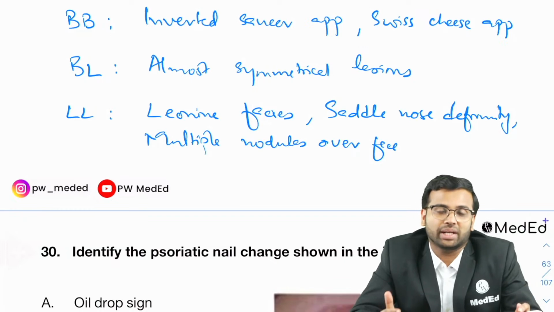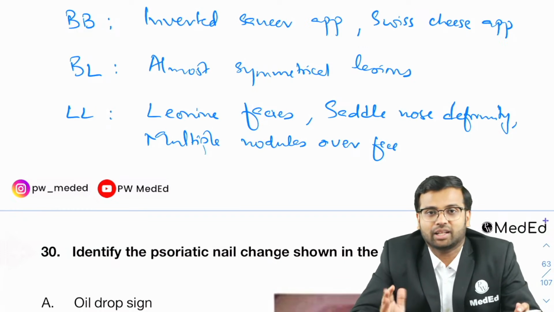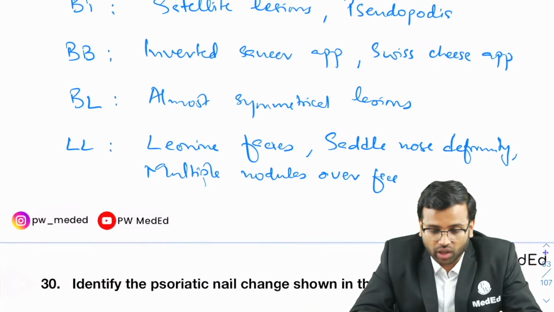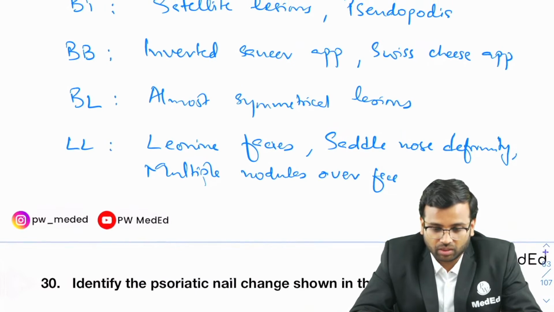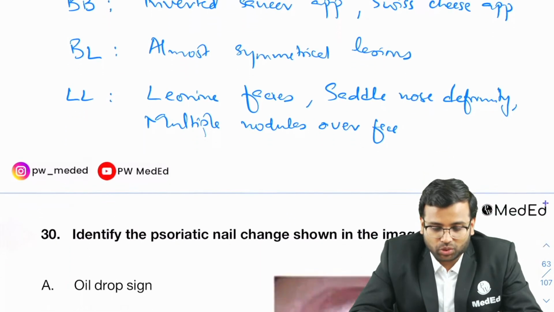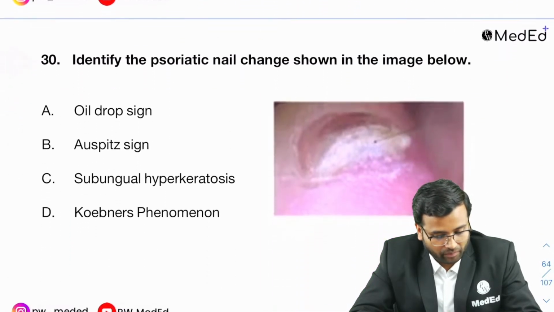So TT, BT, BB, BL, LL. Make sure that you know all these 5 types of presentation when it comes to leprosy. So in this question, the answer was BT type of leprosy. So let me continue further.